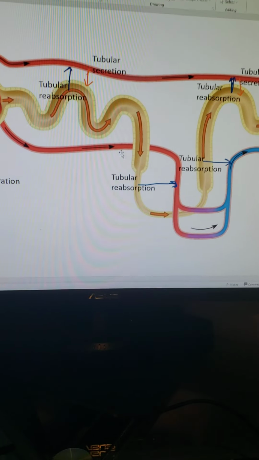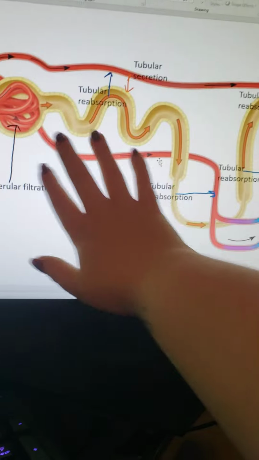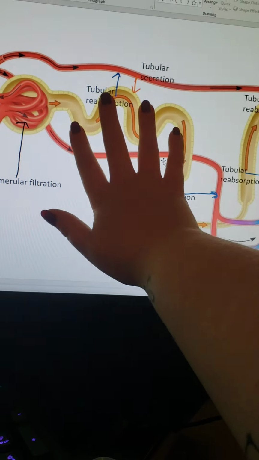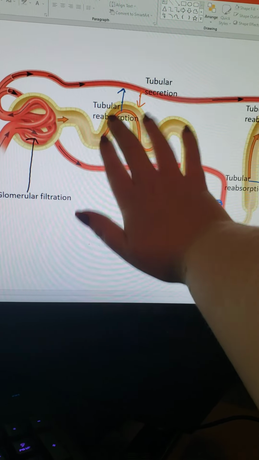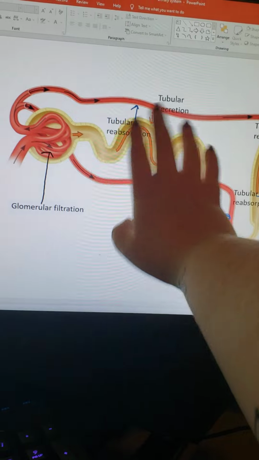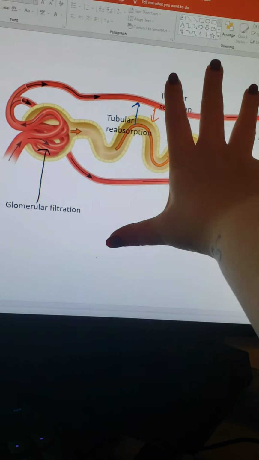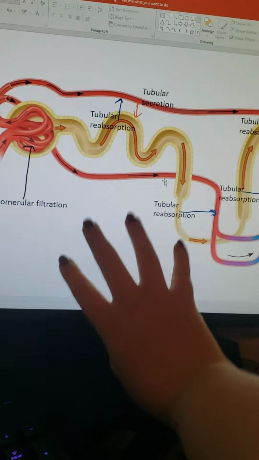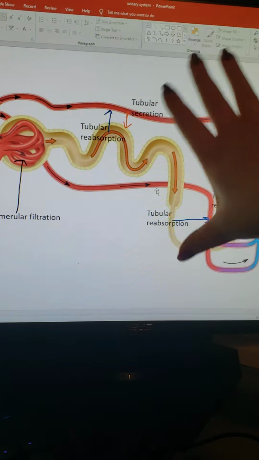If we are dehydrated, that is another issue. Then in this part right here in the proximal tubule, we are not going to secrete it. We're going to reabsorb it. Our bodies need it, so it's going to be released back into the blood system, so that way it can make its way through our whole body, because water is essential.